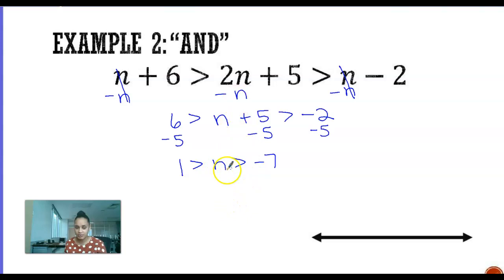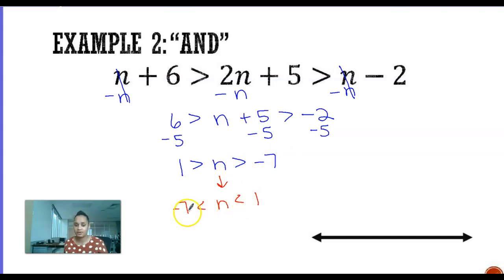So what I'm going to do in order to fix this, it's an easy fix. I'm still going to keep my n in the middle, but I'm going to reverse my signs and my numbers. So that -7 I'm going to bring over to the left, and that 1 I'm going to bring over to the right. Is it incorrect to leave it like this in blue? No, not at all. You definitely can, but you will hardly ever see it that way.